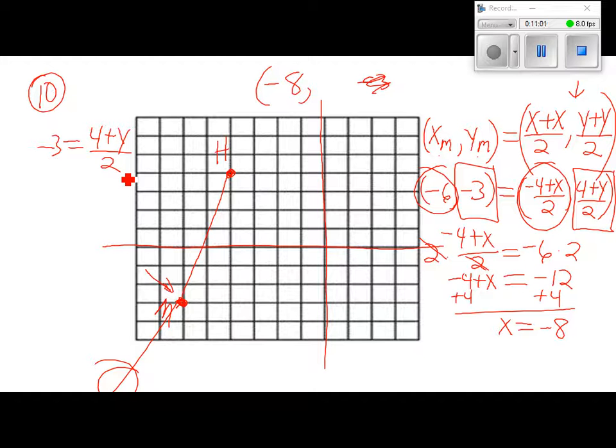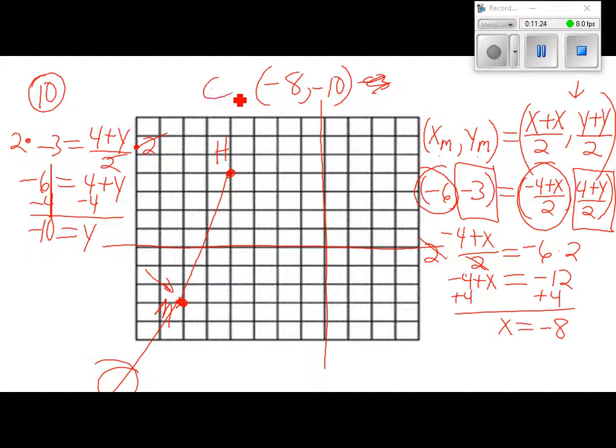I turned it around this time, no reason. It doesn't make any difference. Multiply this side by 2, multiply this side by 2, you get -6 equals, the 2's cancel out, 4 plus y. Subtract 4, you get y equals -10. So the y coordinate here is -10. That should be our answer, -8, -10, and that looks like letter C.